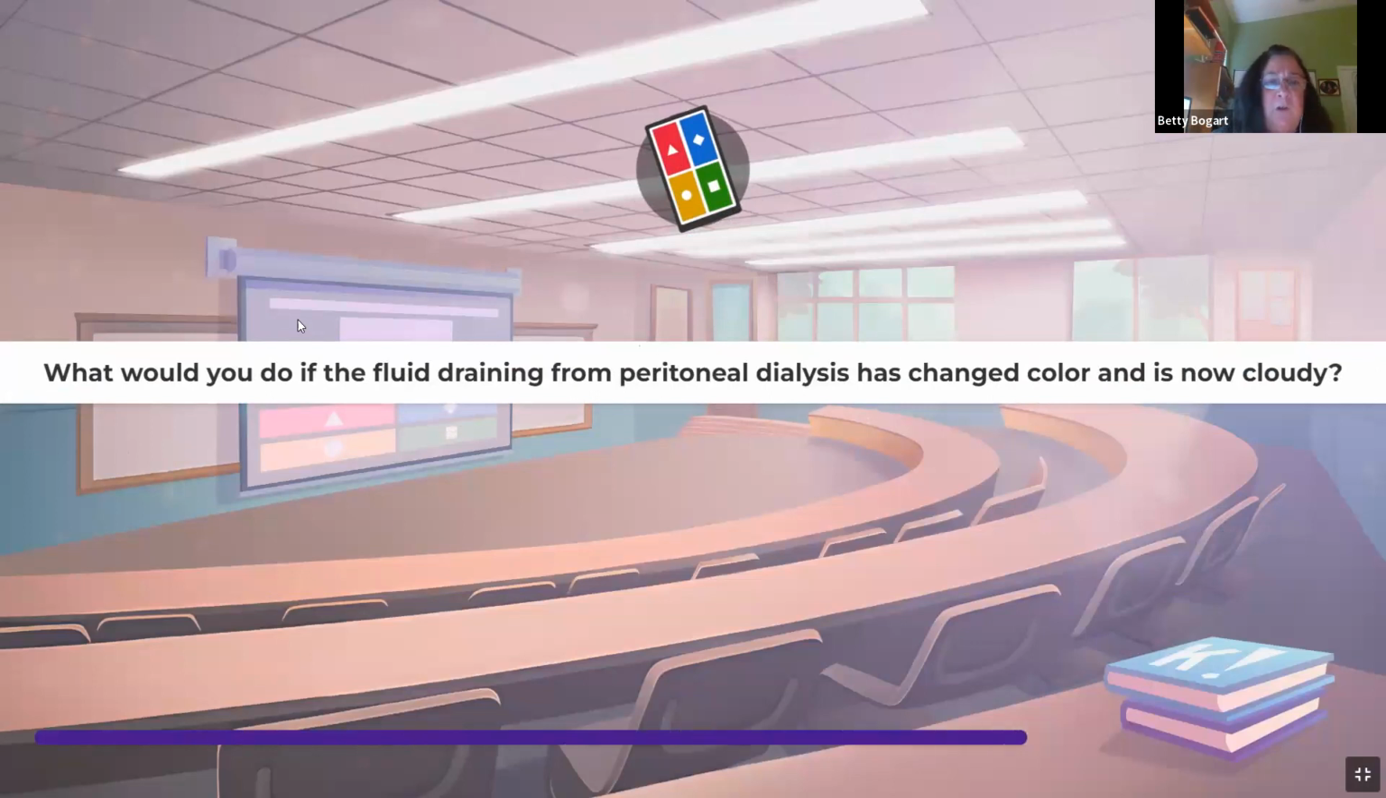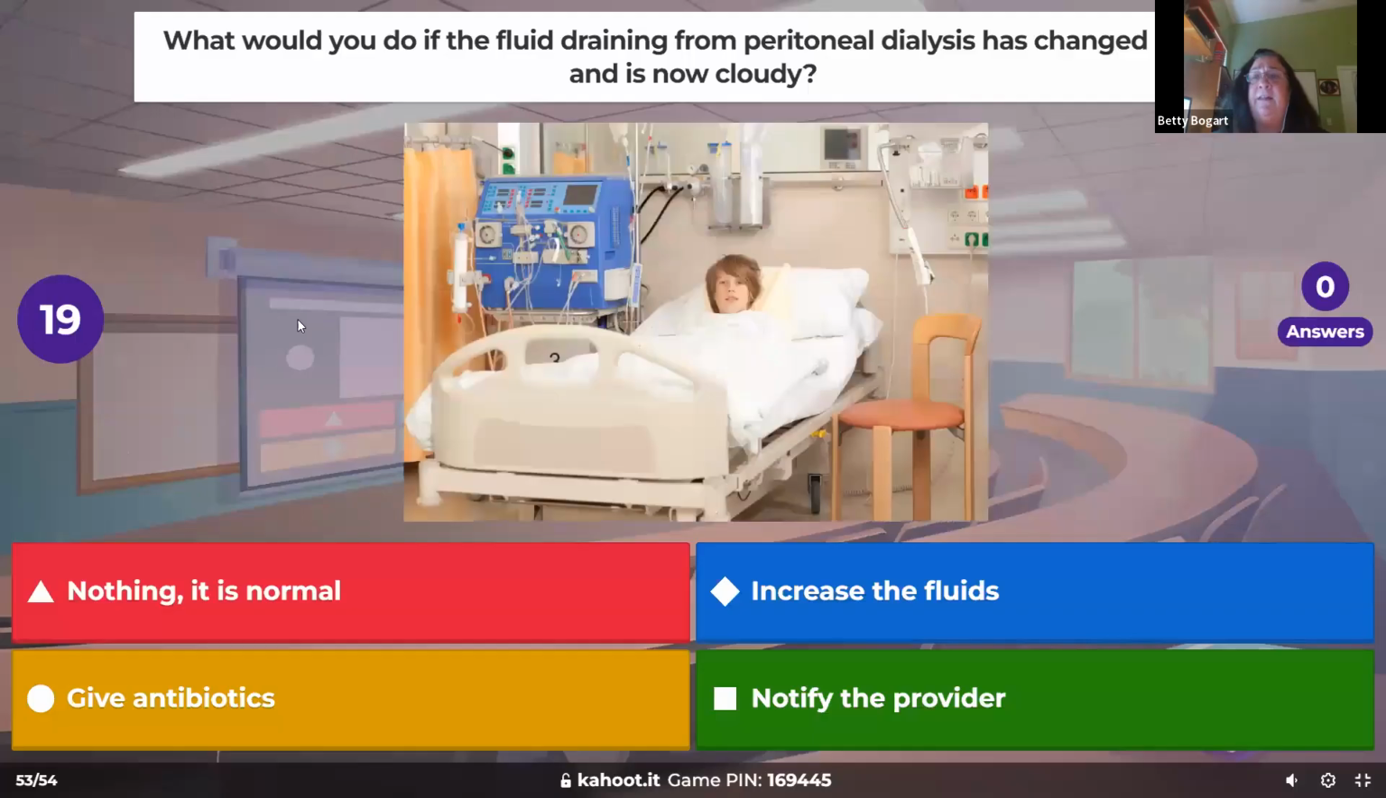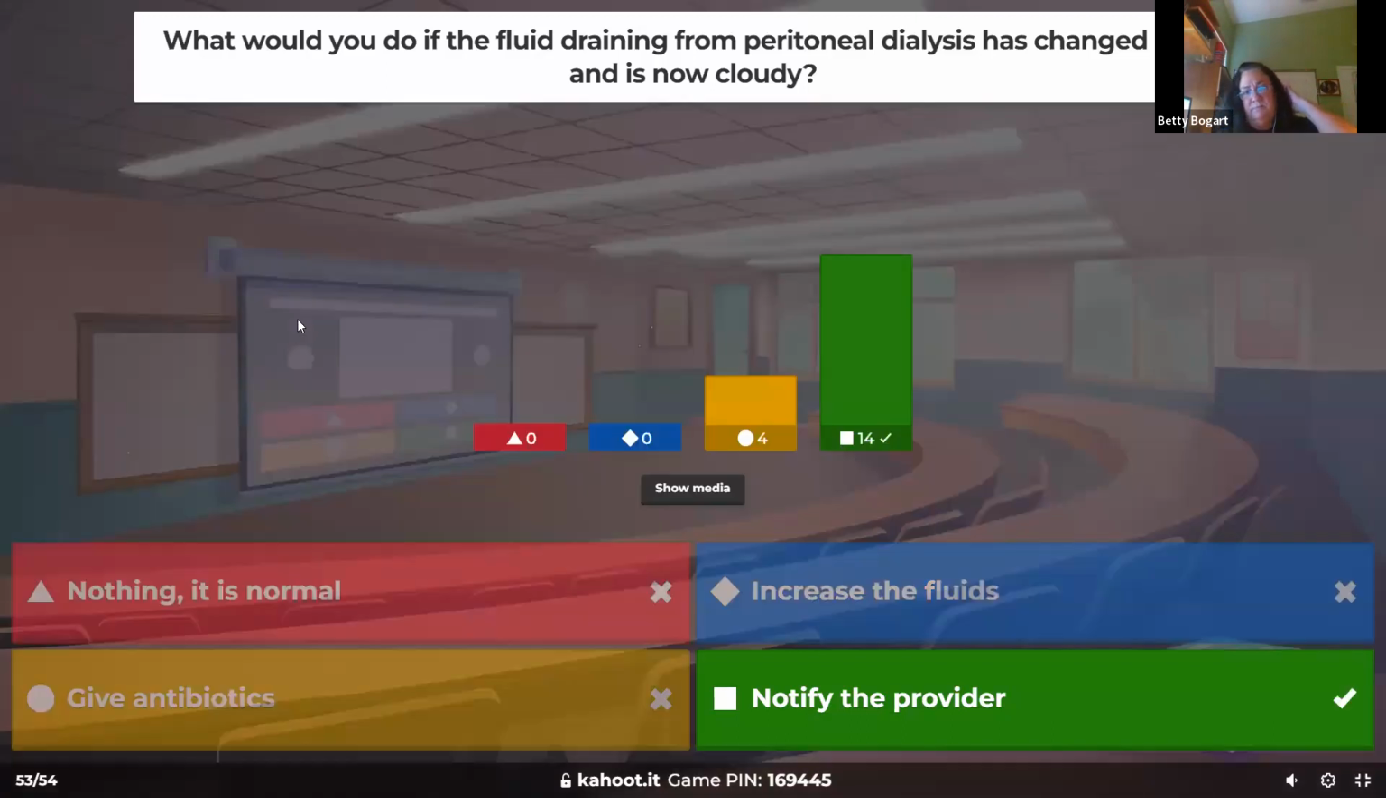What would you do if fluid draining from peritoneal dialysis has changed color and is now cloudy? I'll tell you in a second. Well, if it's changed color, something's wrong, probably an infection. And remember, we've got to save that peritoneum. So tell the provider, and that provider is going to order some antibiotics.